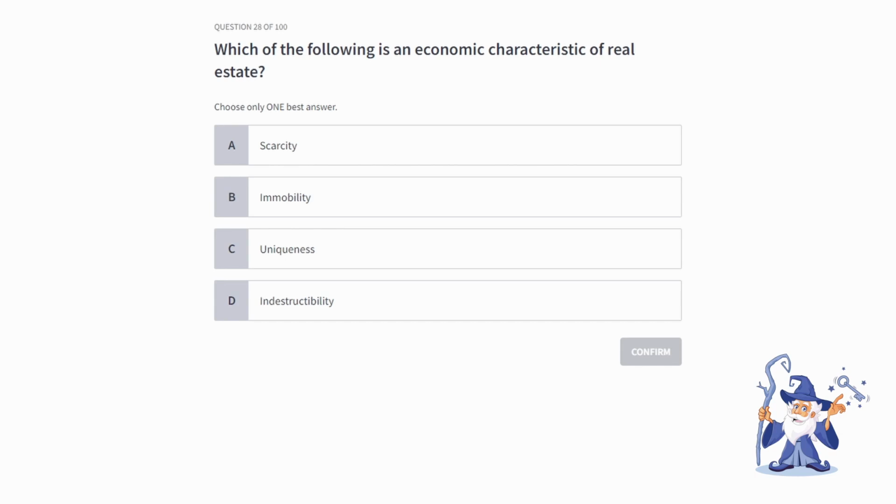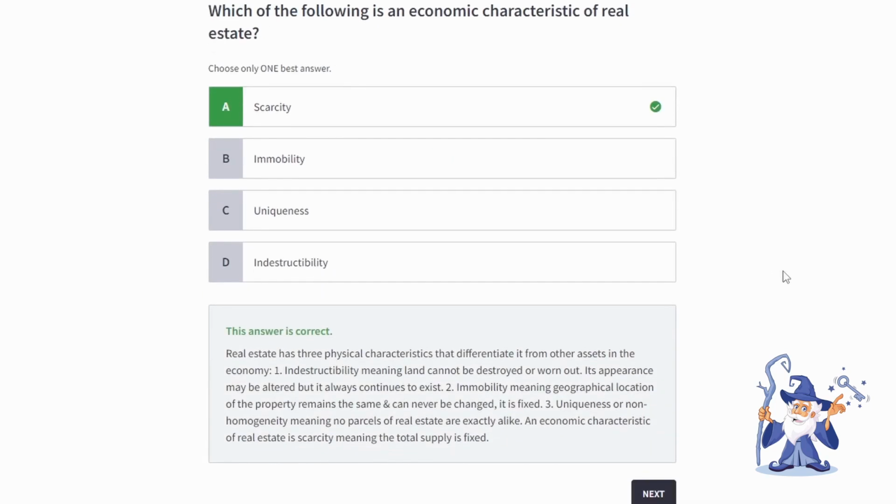Anyways, okay, 28. What is the correct answer for 28? Well, it's going to be scarcity. That's right. So we talked about this a little bit earlier. There's 3 physical characteristics, and then obviously there's economic characteristics. So an economic characteristic would be scarcity, because again, the total supply is fixed. It's economic, has to deal with economics. These other ones are going to be physical.